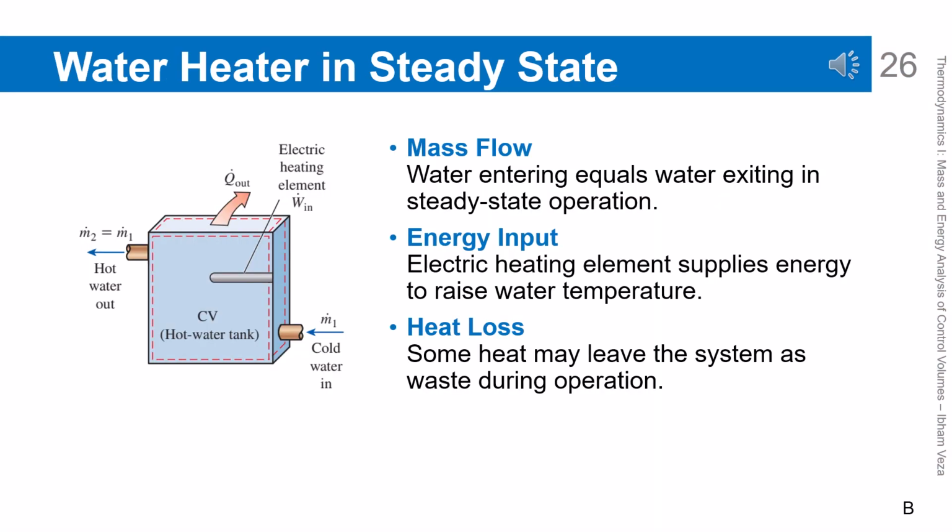Water heater in steady state. In a steady-state water heater, the mass flow rate entering equals the mass flow rate leaving. Electrical energy is used to increase the water temperature inside the tank. Some energy may be lost to the surroundings as heat loss. Even though energy flows, the internal condition of the system remains stable. This example shows a direct application of the energy balance to a real system.